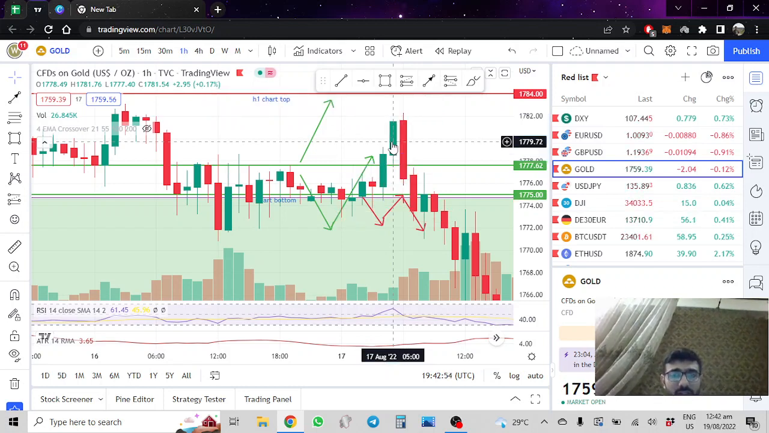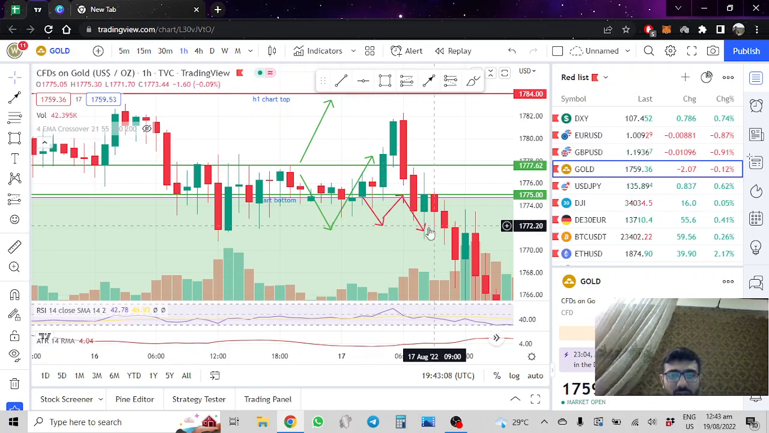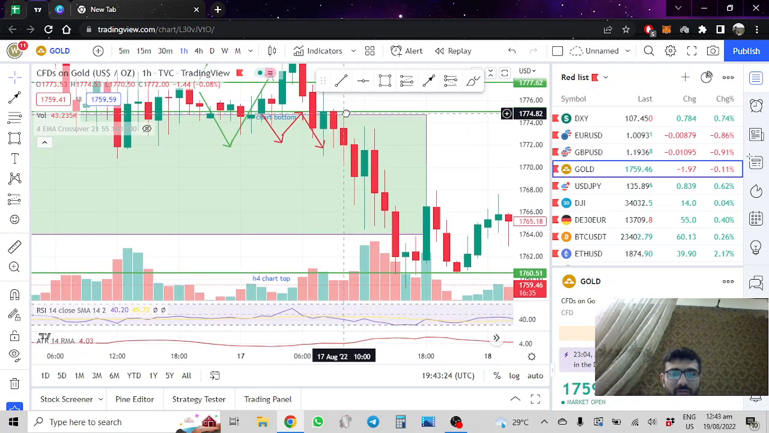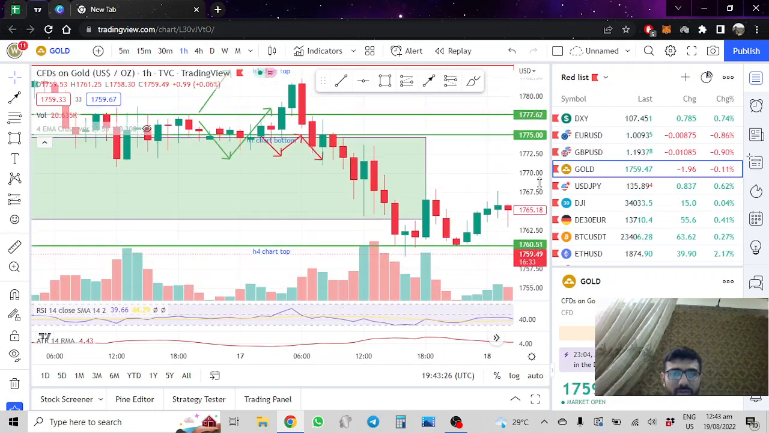The second scenario that was hit was our selling scenario. What happened was that the market had to close below this area. The market came all the way here. You can see the market came over here and tested our area, and then it went up again, and then it closed down. So you guys could have easily shorted gold from here, 1773.5, and you could have made a good profit from here.